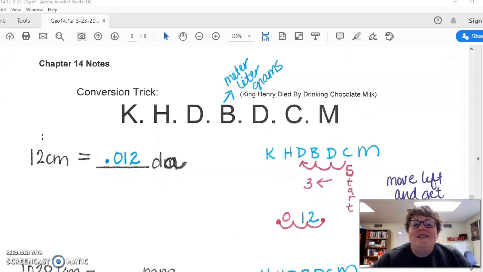Okay, so here's kind of a conversion trick that some of the girls taught me last year, and it's KHDBCM, and how they remembered it was King Henry died by drinking chocolate milk. So the B in this case is your base, and it's either your meters, liters, or grams, whatever you have there. But it's basically frog hopping, and this only works if you're going meters to meters. It does not work if you're going from the English system to the metric system or vice versa. So it only works if you're in the metric system.